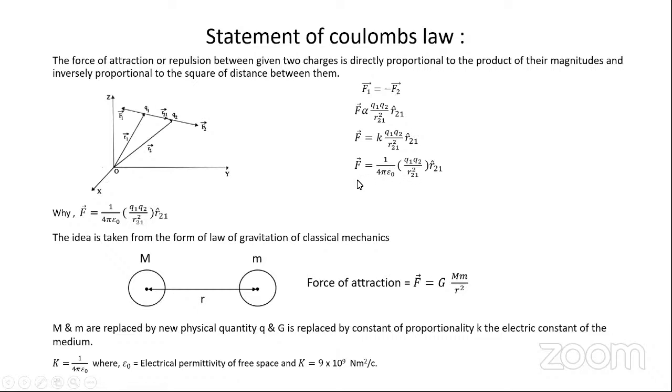Therefore, finally, we have the force acting on charged particles Q1 and Q2. In case Q1 and Q2 are positive, it is a force of repulsion, of course. And therefore, this is the formula for that. Now we'll go for the next.